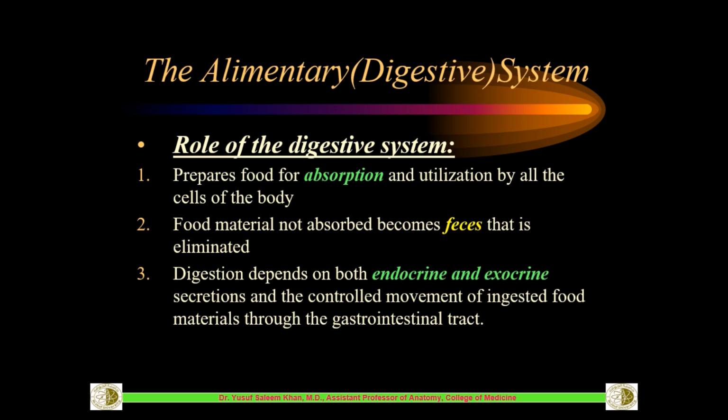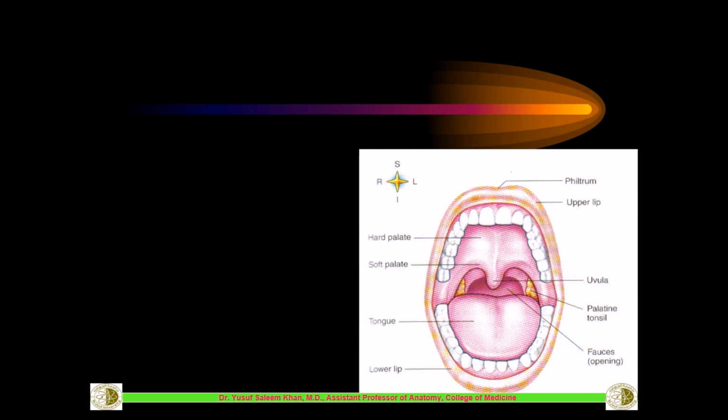Digestion depends on both the exocrine as well as the endocrine secretions and controlled movement of ingested food materials through the gastrointestinal tract. So this digestive system or the alimentary system begins from the first part, that is the mouth or the oral cavity. This is the inlet of the digestive system.